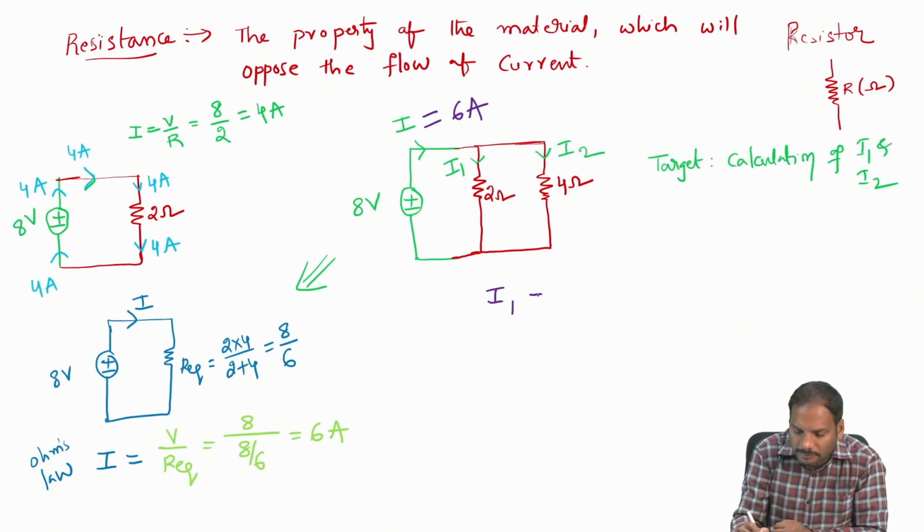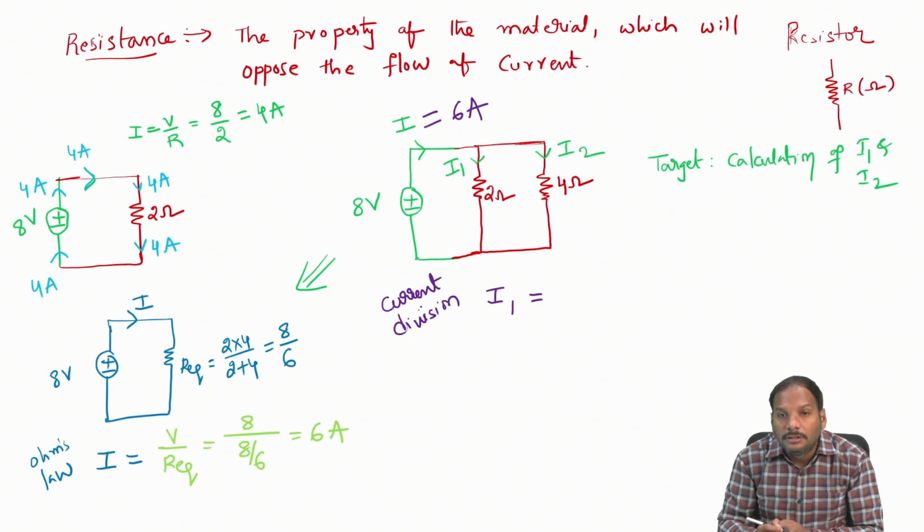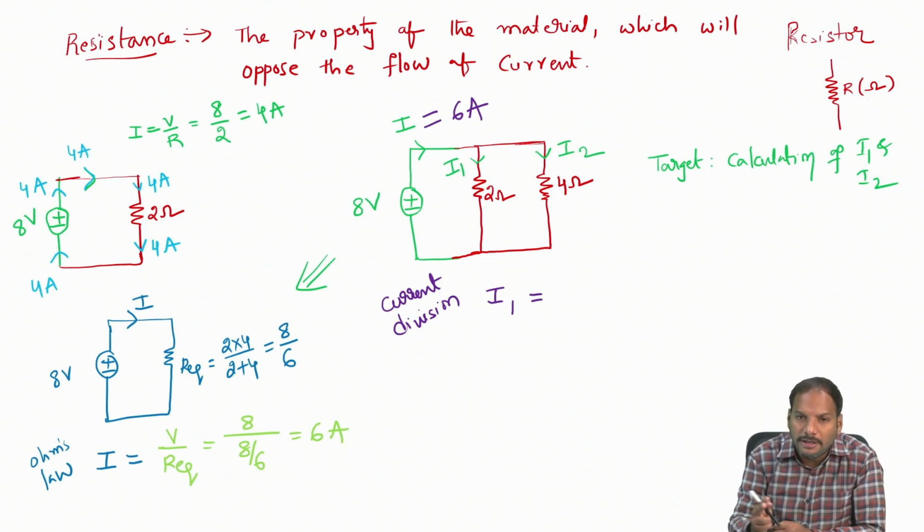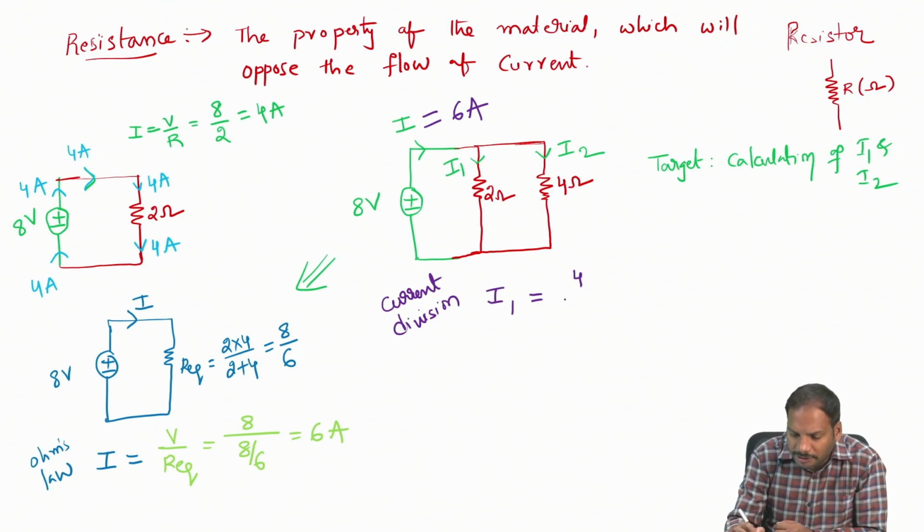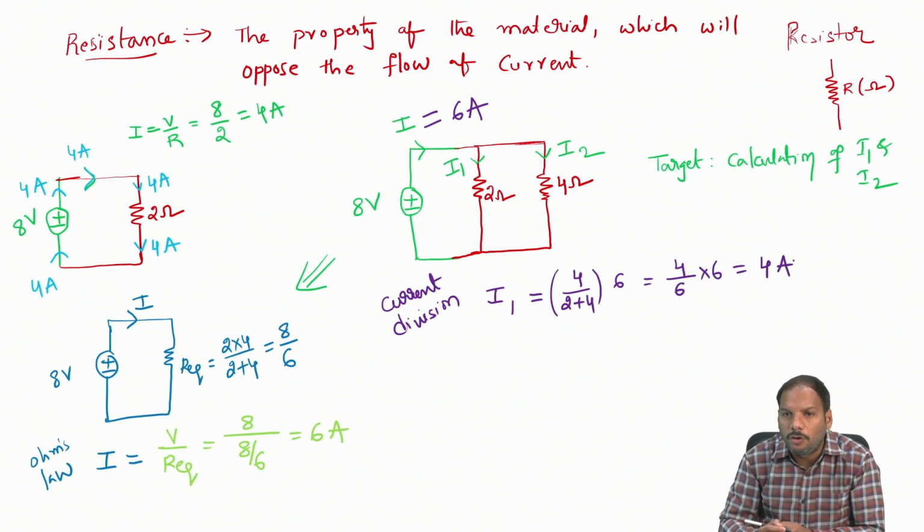Once you know the current as 6 amperes, easily you can calculate I1 and I2 using the current division method. So these are the very important methods in electrical circuits to calculate the current through the individual resistances. So how will you calculate the value of I1? I1 you can calculate using the opposite resistance. The formula is: opposite resistance by total resistance, that is 2 plus 4, into total entering current. Total current is 6. So I try to simplify this.